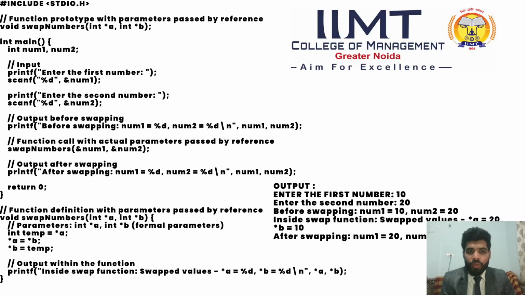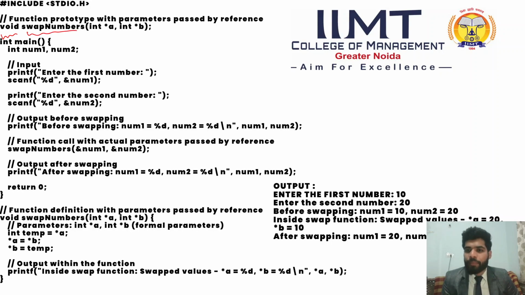After that, void swap numbers (int *a, int *b). So here what we have done is the function declaration. As I have already told, before defining any function, we have to declare it. So the syntax remains the same. Void means the function will not return any value. Swap numbers is the name of the function.